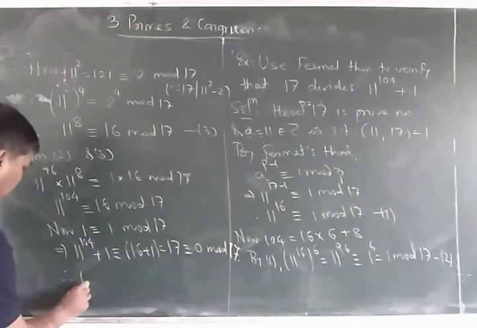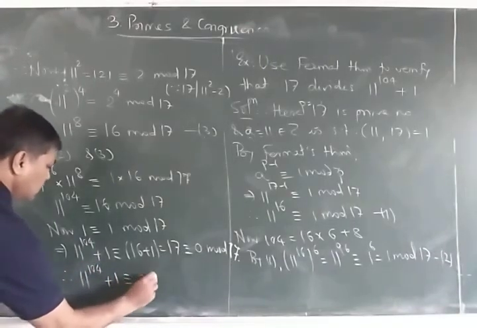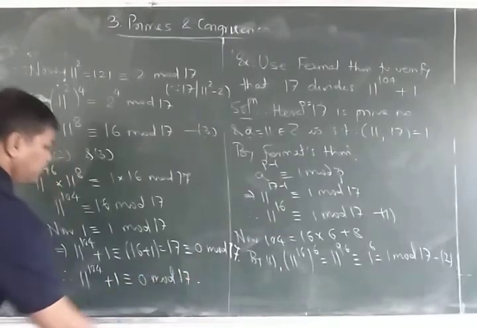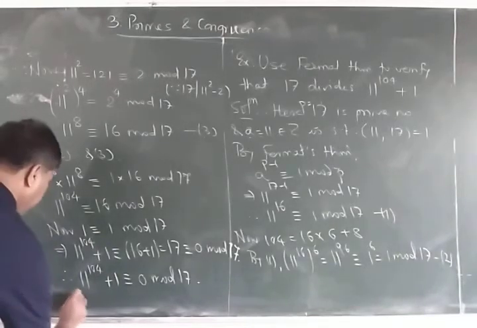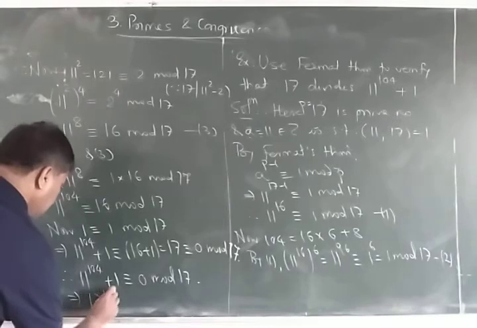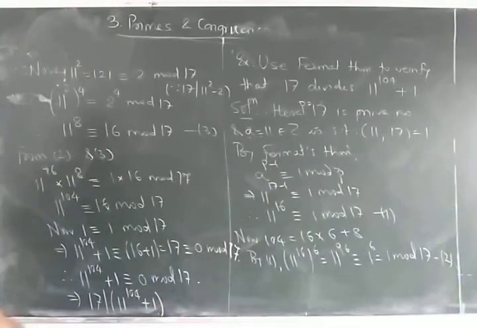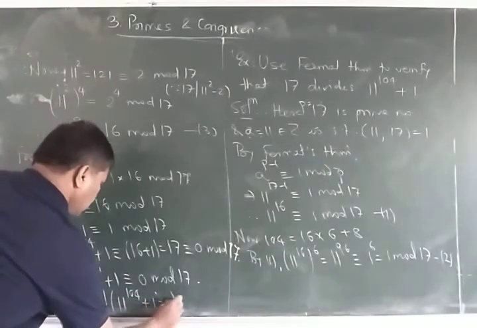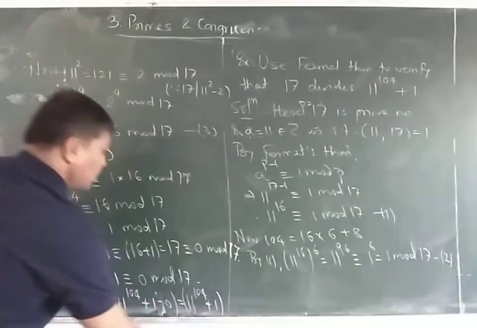And therefore 11 raised to 104 plus 1 is congruent to 0 mod 17. Now if A is congruent to B mod n, then A and B leave the same remainder when divided by n. This implies 17 divides 11 raised to 104 plus 1, minus 0, which is equal to 11 raised to 104 plus 1.